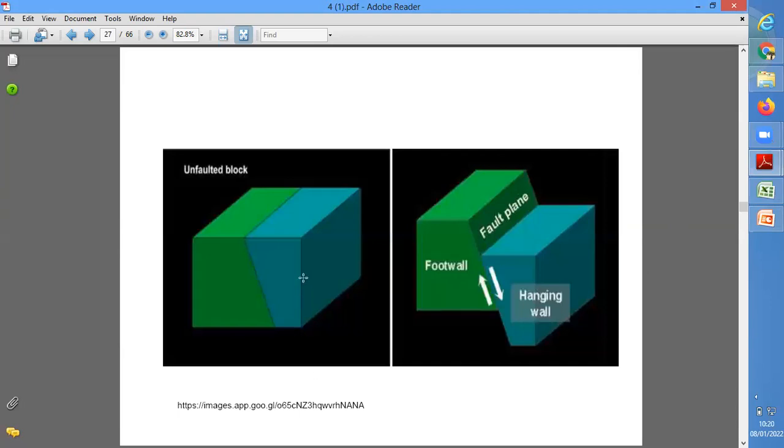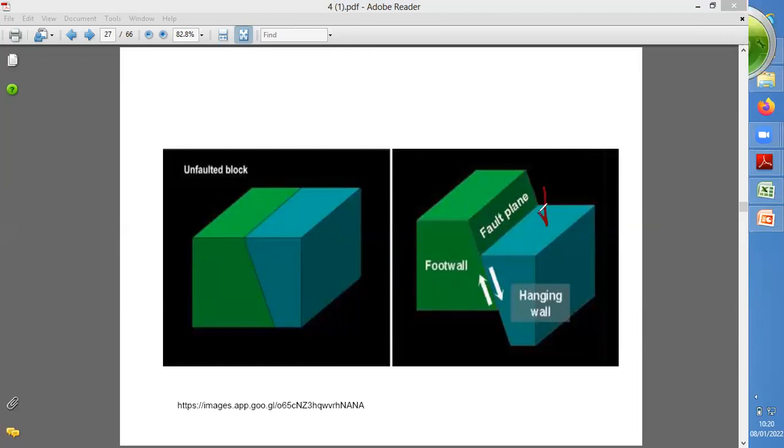this unfaulted block means if the fracture is there, two separate rocks are there, when the pressure is applied on these blocks, means here the pressure is applied in this direction, here the pressure is applied on this block in this opposite direction. That's why these green blocks move in the upward direction, the blue blocks move towards the downward direction. So this structure is considered as a fault.